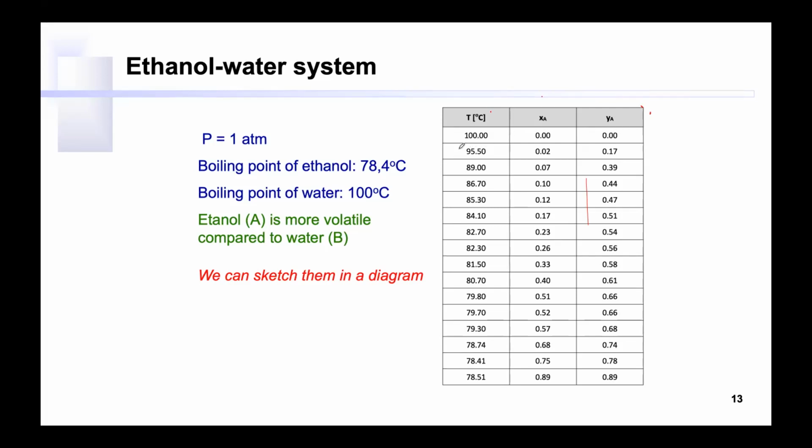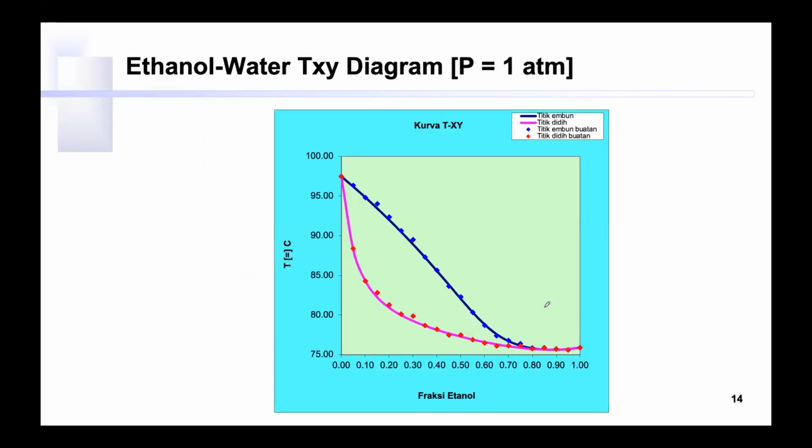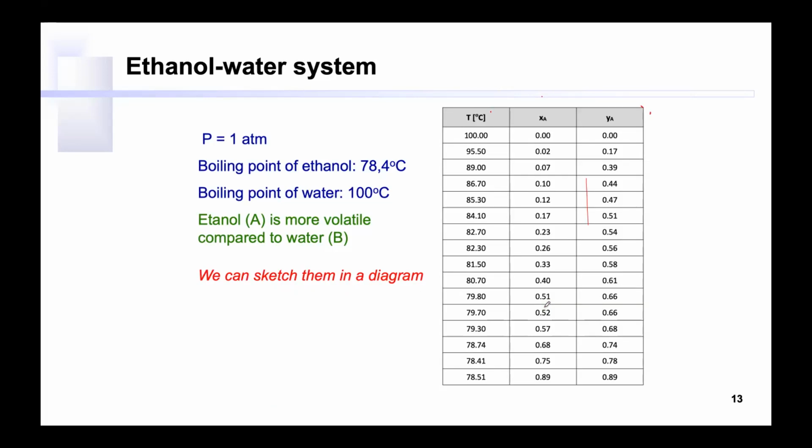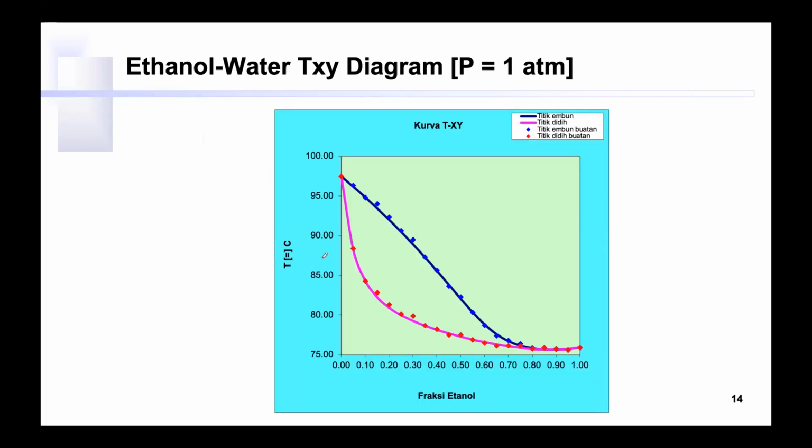This is the temperature, and then 95.0 and so on, and then the TXY diagram, and then we can sketch them in the diagram, and it would be like that. Okay, how to sketch them? So this is 100, there is 0 and 0. So then at 100, there is 0 and 0. Okay, and then let's have a look again.